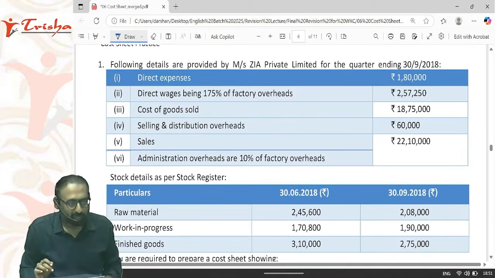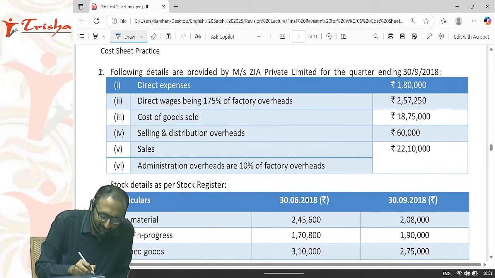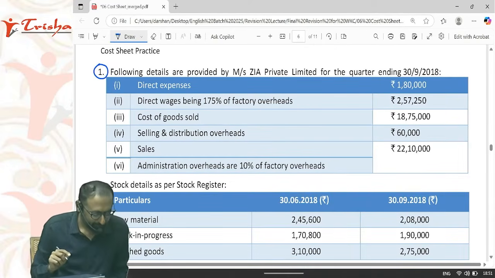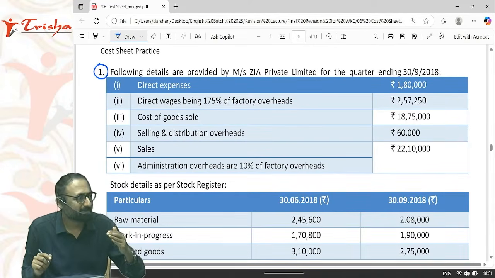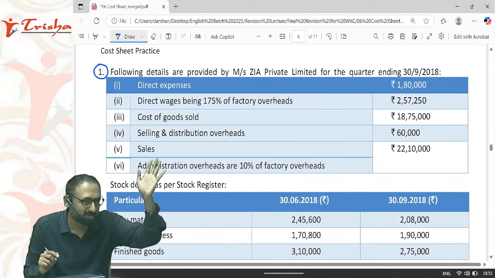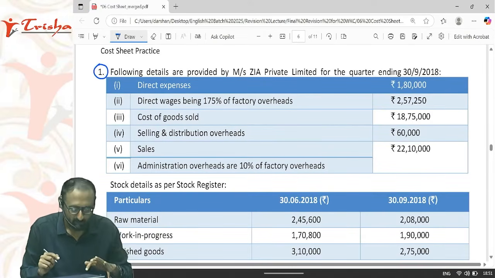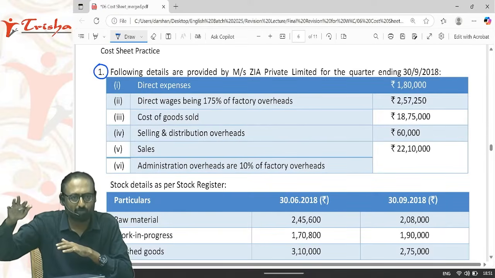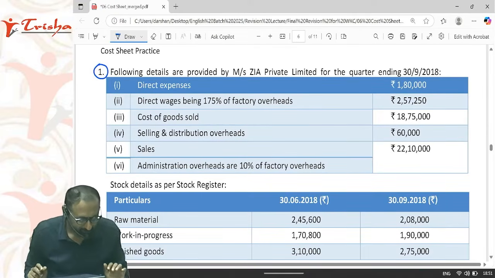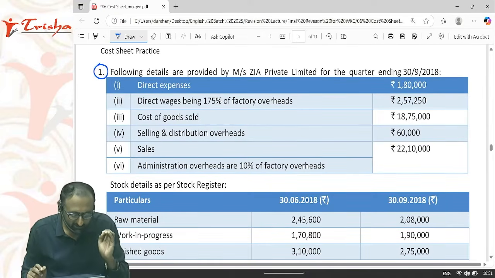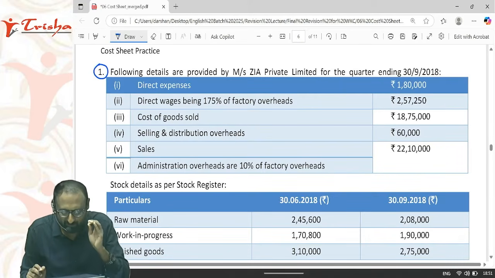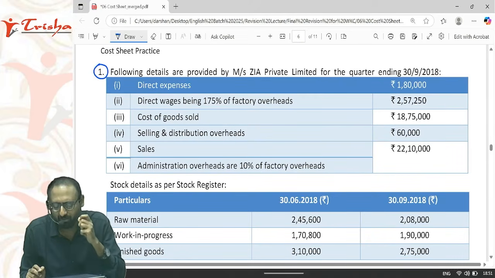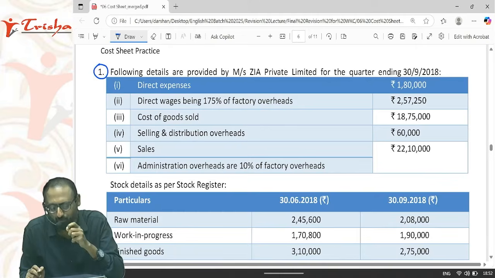Following details are provided. The first question I will take is the reverse working question. Then one big question we are going to solve, and one more. Following details are provided by Zia Private Limited for the quarter ended 39/2018.